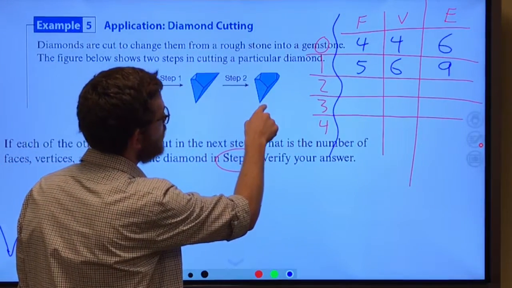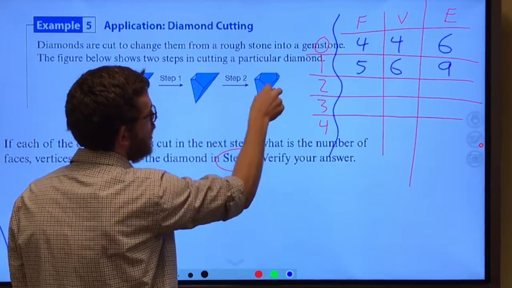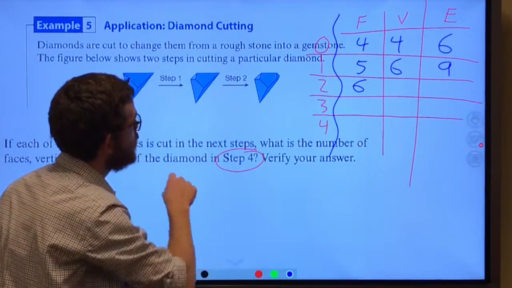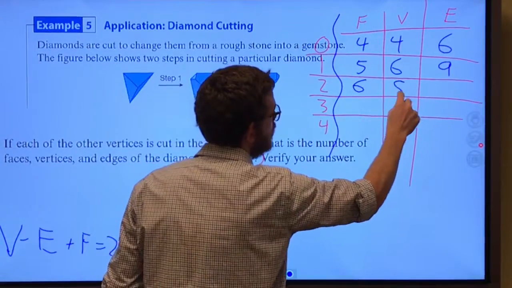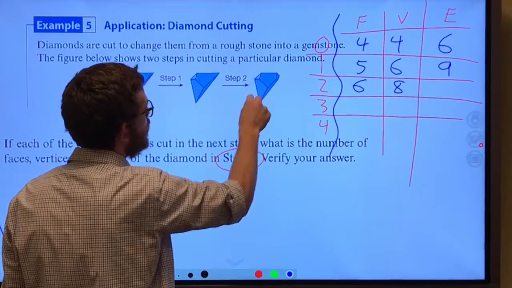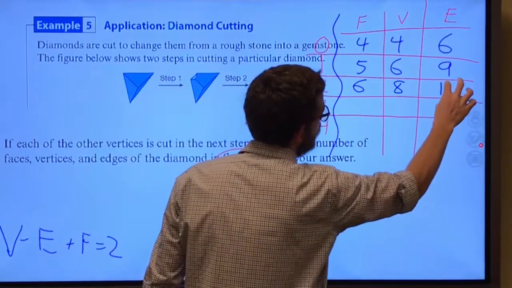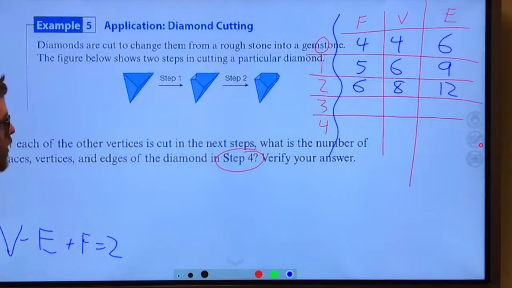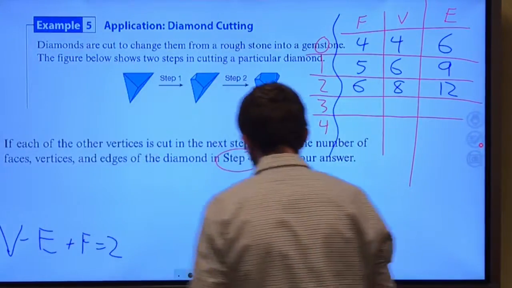Our faces for this next step. 1, 2, 3, the one on the back, 4, 5, 6. The amount of vertices, 1, 2, 3, 4, 5, 6, 7, 8. It increased by 2 again. And our edges, 1, 2, 3, 4, 5, 6, 7, 8, 9, 10, 11, 12. Hopefully it still checks out. V minus E plus F still does equal 2. Good. And notice this pattern.